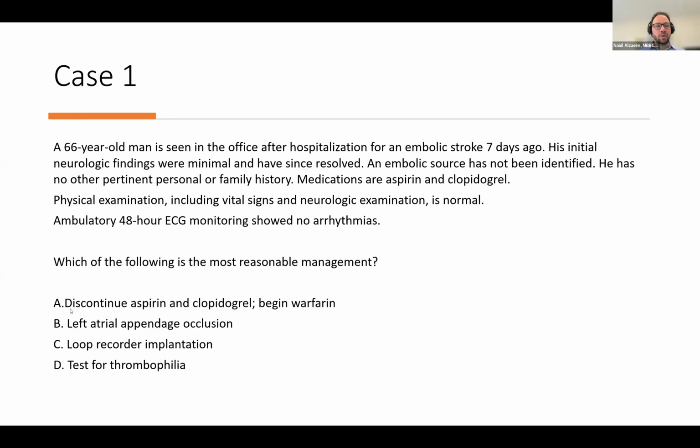Do we need to discontinue aspirin and clopidogrel and begin warfarin? Do we need to refer for left atrial appendage occlusion with a Watchman device? Do we need to do loop recorder implantation or test for thrombophilia? I will give you 5 seconds, then see if it's on here in the chat. Feel free to put your answer on the chat if you can.